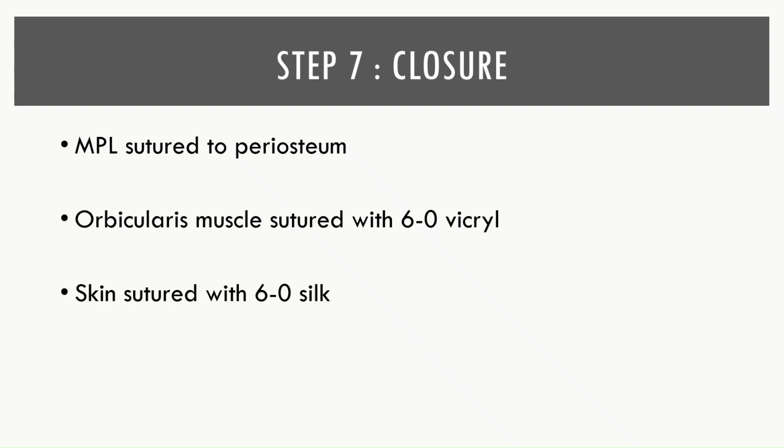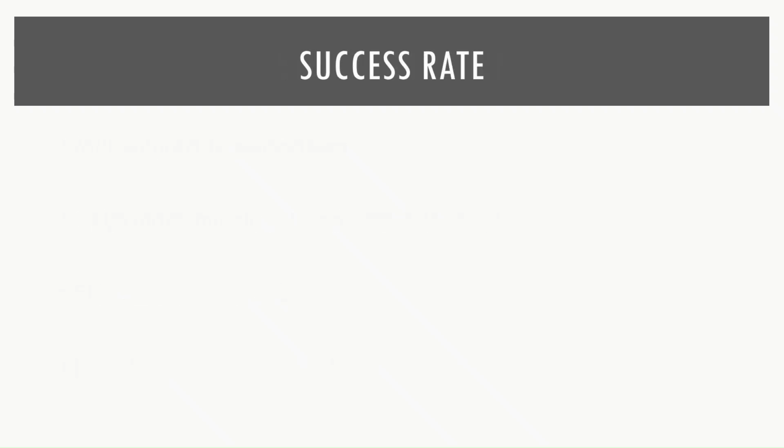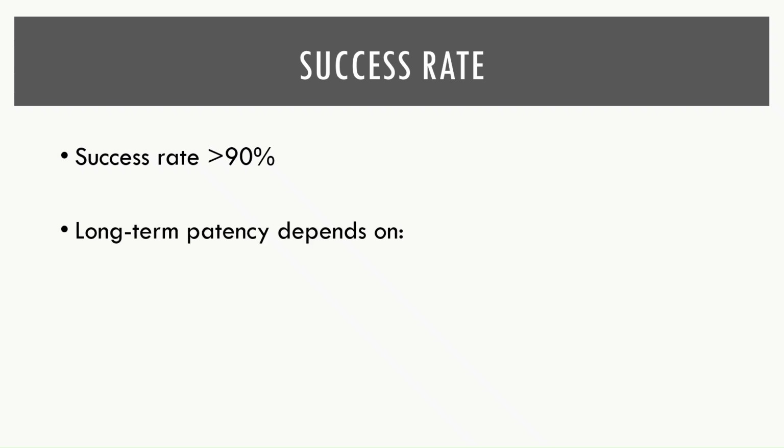Orbicularis muscle is sutured with 6-0 vicryl and skin is sutured with 6-0 silk. Nasal packing is removed postoperatively. External DCR has a success rate of over 90% when a well-positioned and adequately sized ostium is created.